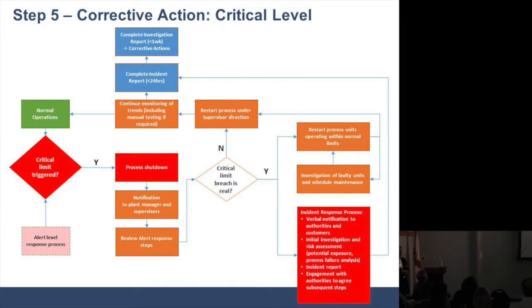So for an alert, you saw that there was verify, check it out, make sure it's okay. Critical, there's no question. The immediate step is to shut down, and that's an automated response. Then you go through and start asking yourself, well, is this a real thing or not? So it's really important that in DPR, if you have a critical alert, the first thing that happens is it shuts down, and then you start to investigate what's going on.